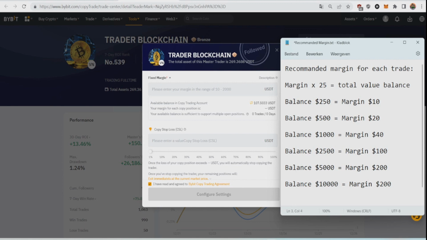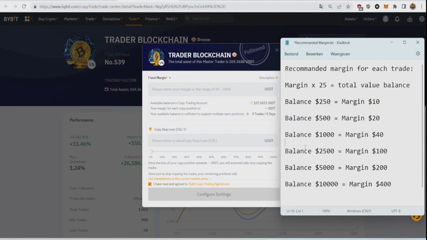So my recommended margin is 25 times the margin is a total value in your balance. So if you have $250 in your account, you would have a margin trade of 10. If you have 500, 20. If you have $1,000 on your account, $40. If you have 2,500 on your account, $100. If you have 5,000 on your account, $200. And if you have $10,000 on your account, I would say you have a margin of $400, guys.